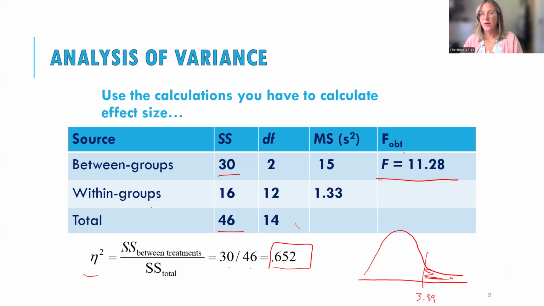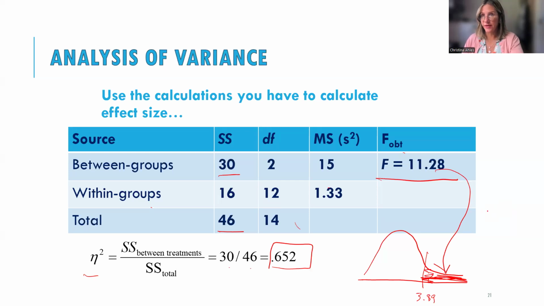And we're going to look at, okay, where does our F obtained fall? Well, F obtained is 11.28. It falls way over here. So this test is significant. So there is a significant difference somewhere. It doesn't tell us where, it just tells us there is a significant difference somewhere in between those cell phone conditions.